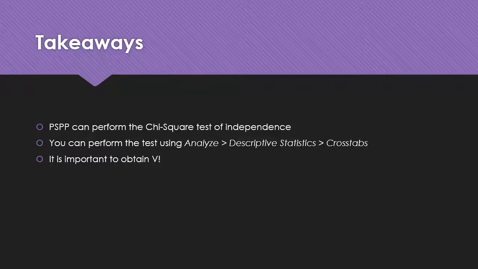There are 3 key takeaways from this presentation. One is that PSPP can perform the chi-square test of independence, and we could conduct this test by using the Analyze, Descriptive Statistics, and Crosstabs buttons. And we can see why it's very important to obtain a Cramer's V, and that is because that will tell us what the strength of the independent relationship is.